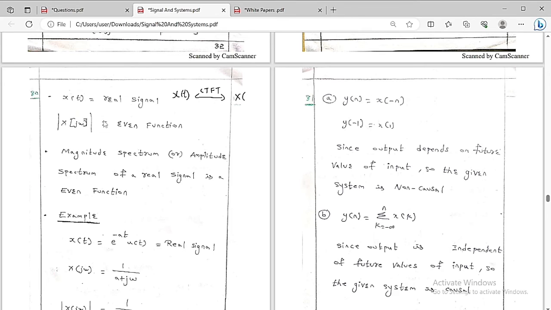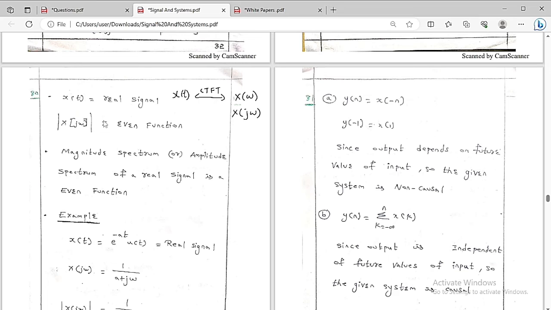This is nothing but X of omega or X of j omega. You can keep it anything, X of omega or X of j omega. As it's a complex number, it has a real part as well as the imaginary part. So what is the magnitude? Magnitude is nothing but magnitude of X of j omega, which is basically an even function.